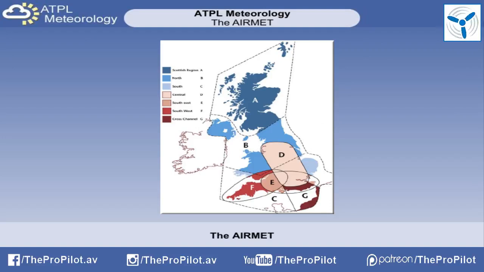The information contained within these AirMets is entirely consistent with the information contained in the 215, which is valid for the same time period. The regional AirMets for areas of Scotland, North England and Northern Ireland, and South England and Wales are produced 4 times a day. The sub-regional AirMets for areas Central, South East and South West are produced 3 times a day, whilst the cross-channel AirMet is produced just twice a day.